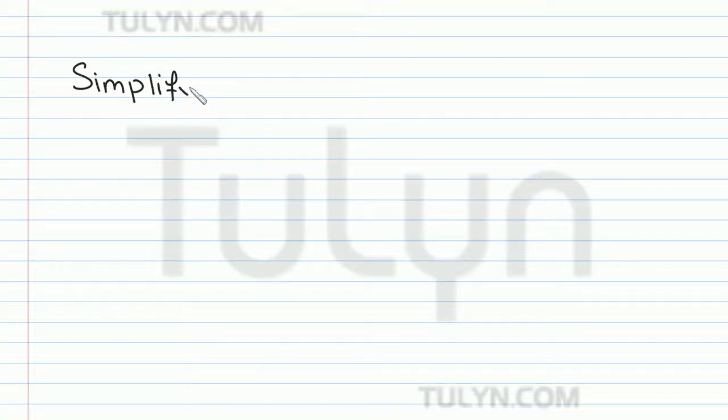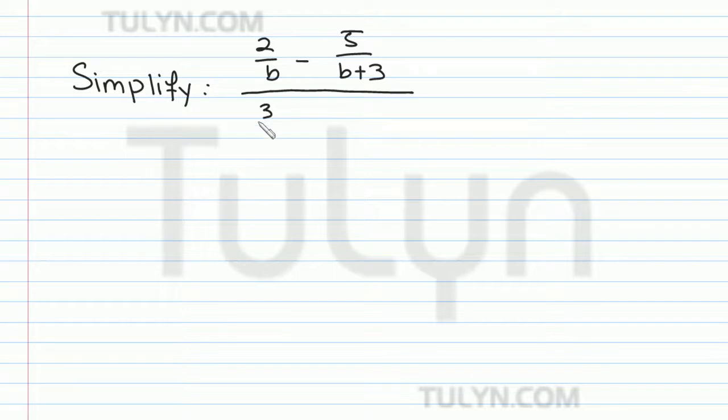Simplify this complex fraction. Now we have 2 over b minus 5 over b plus 3 as your numerator, and then 3 over b plus 3 over b plus 3 as your denominator. Since there's more than one term in the numerator and the denominator, what we want to do is multiply the top and the bottom by the LCD of each of the denominators.